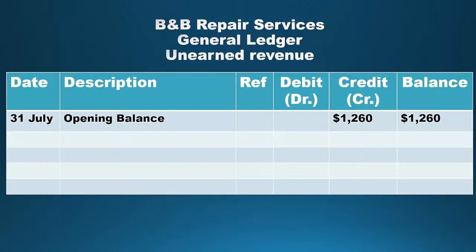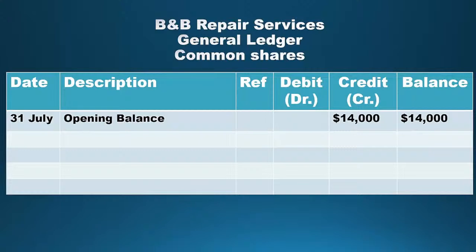10. Unearned revenue. The unearned revenue account shows money received from customers in advance for services the business hasn't performed yet. As of July 31st, the balance is $1,260. Unearned revenue is a liability, so this opening balance is recorded on the credit side of the ledger.